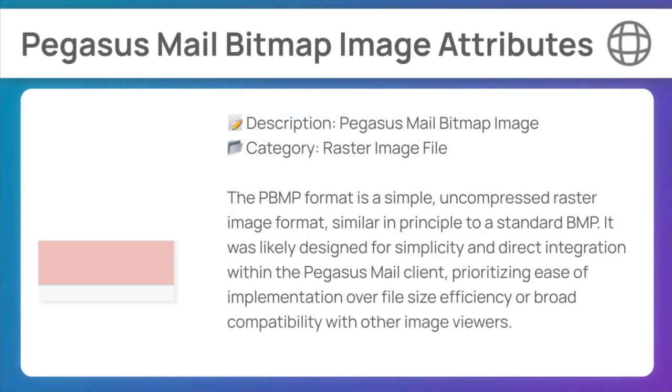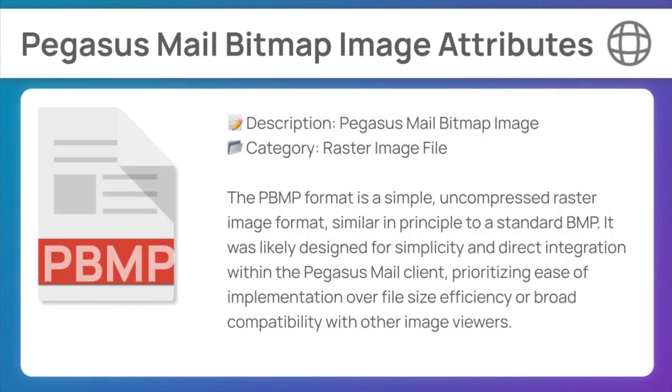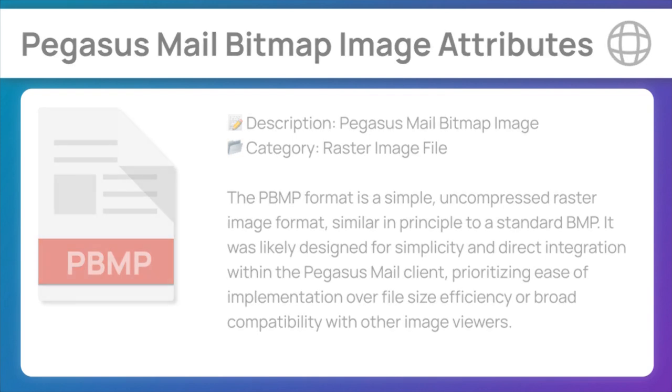The PBMP format is a simple uncompressed raster image format, similar in principle to a standard BMP. It was likely designed for simplicity and direct integration within the Pegasus Mail client, prioritizing ease of implementation over file size efficiency or broad compatibility with other image viewers.